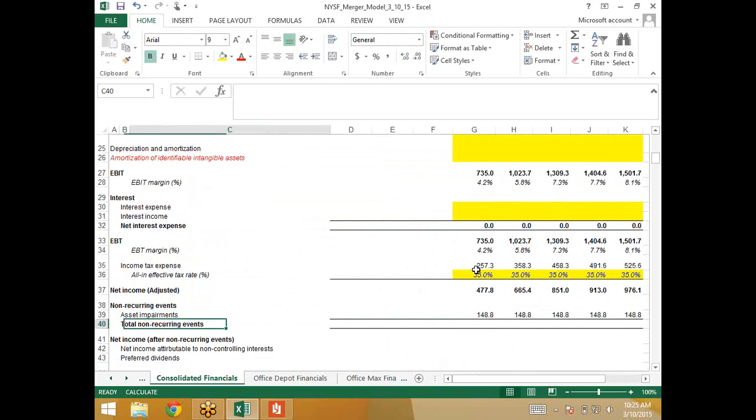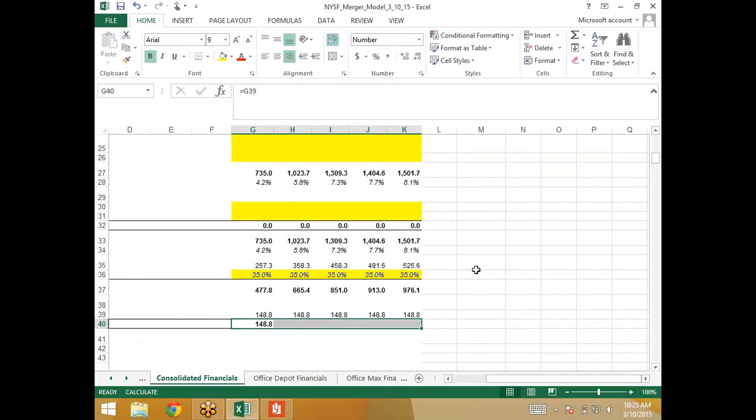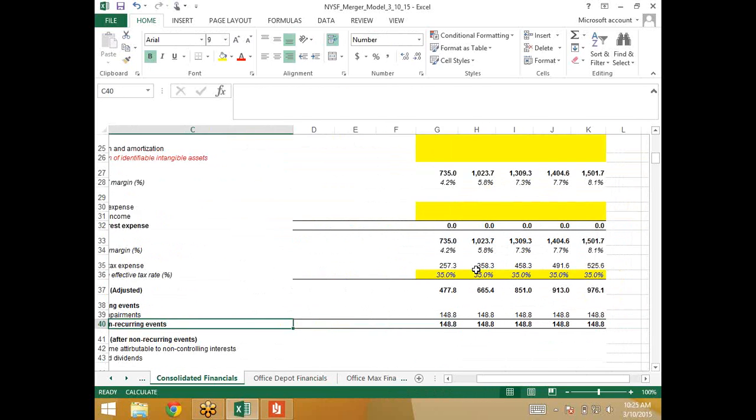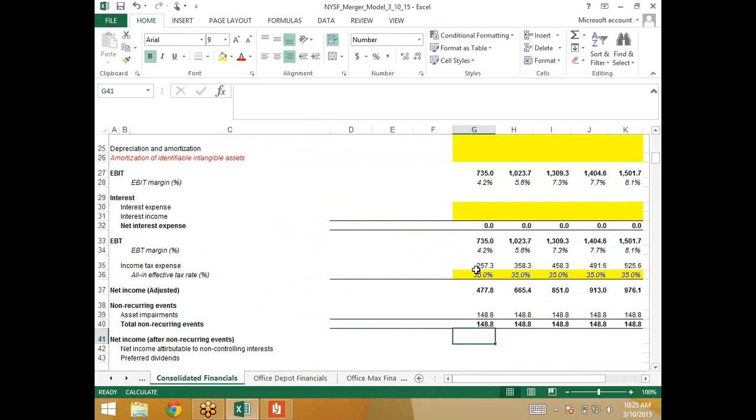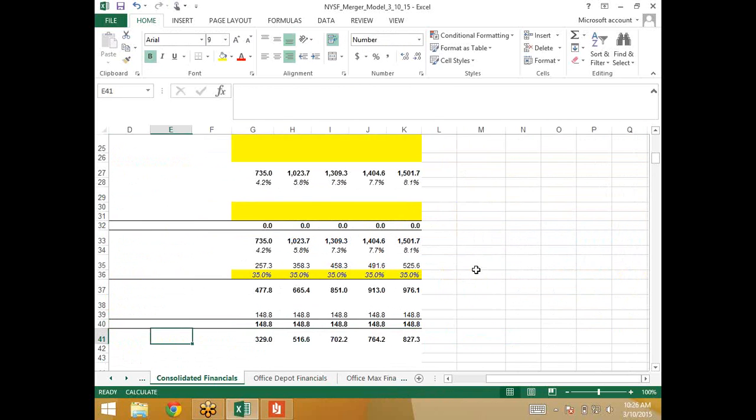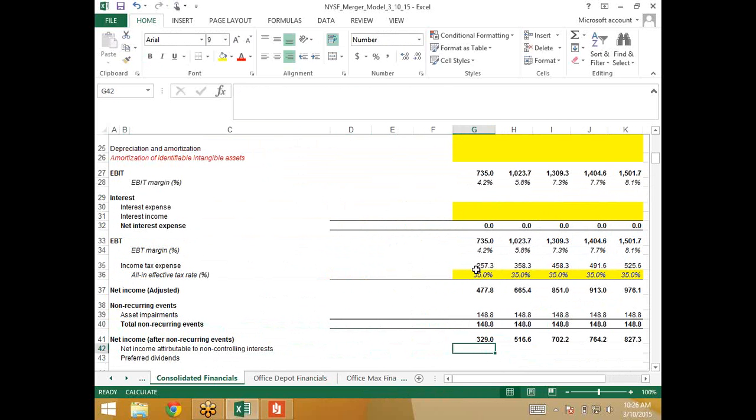It may seem a little redundant to have total non-occurring events for one line item, but this was just a template. So I had total non-occurring events equal just the asset impairments. If we end up adding more line items, we'll have a total line item there. And so the net income after non-occurring events is the net income minus the non-occurring events. So you should have 827.3. Just making sure this matches. The first time using this part of the work. Yes.